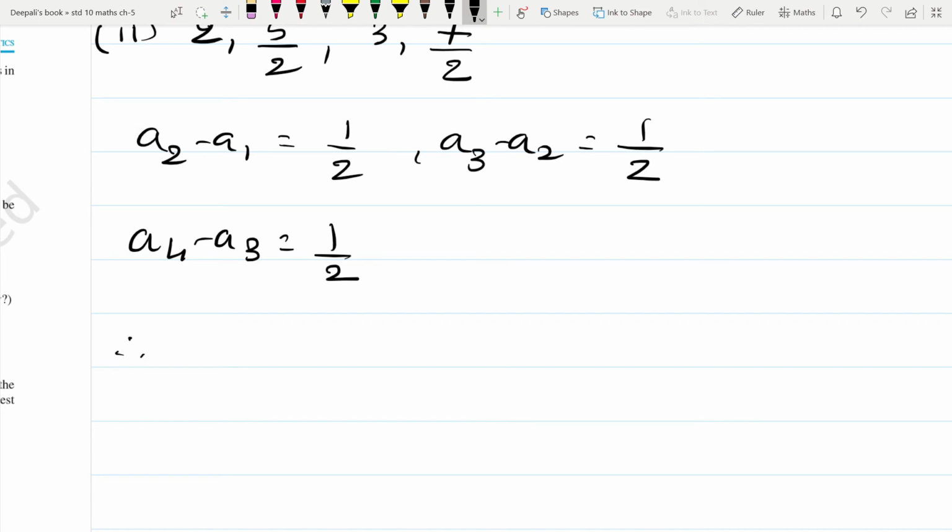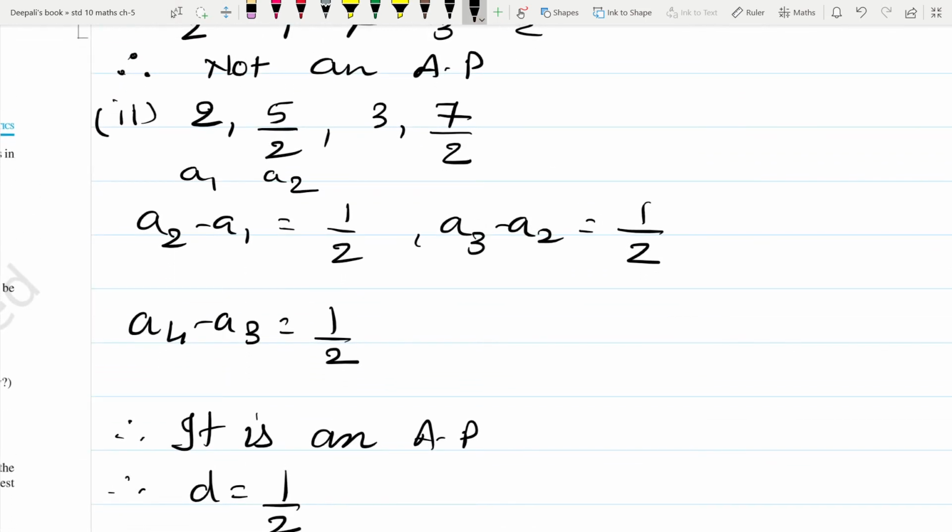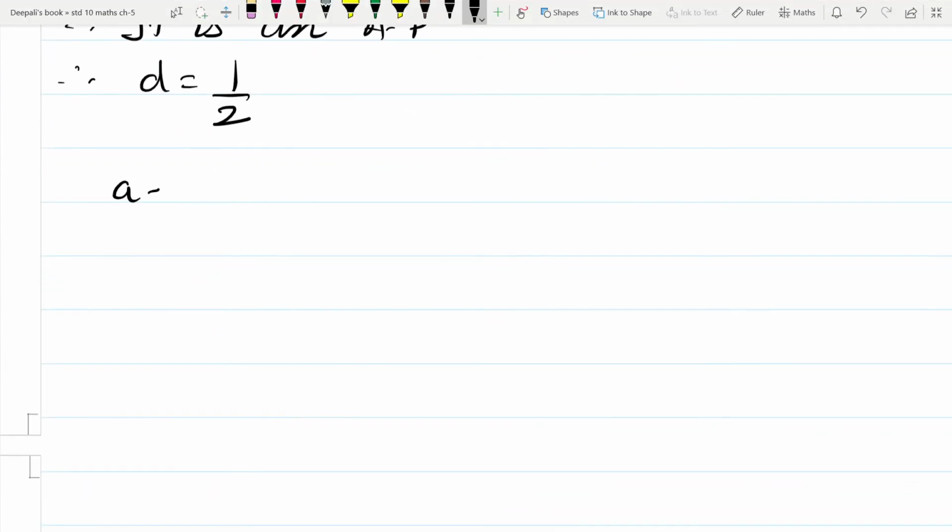Therefore, it is an AP. Therefore, D is equal to 1 by 2. Now we need to find the 3 more terms in this AP. So the 3 more terms, you can call this as A1, A2, A3, A4. I need to find A5, A6, A7. Now there is a simple formula.